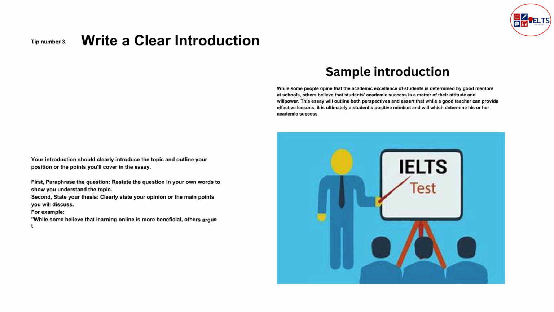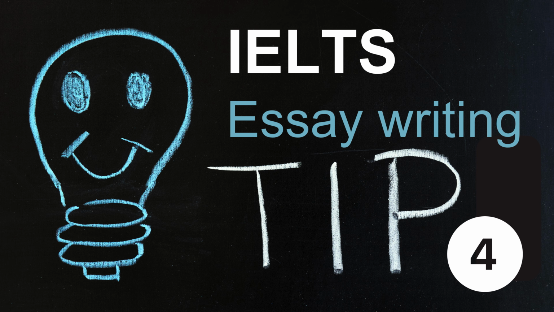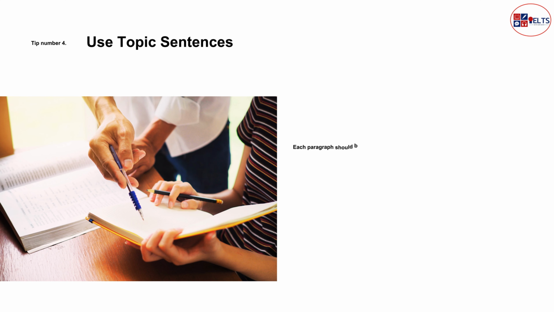For example, while some believe that learning online is more beneficial, others argue that traditional classroom education is superior. This essay will discuss both perspectives and explain why I believe a combination of both approaches is the most effective. Tip number 4. Use topic sentences.